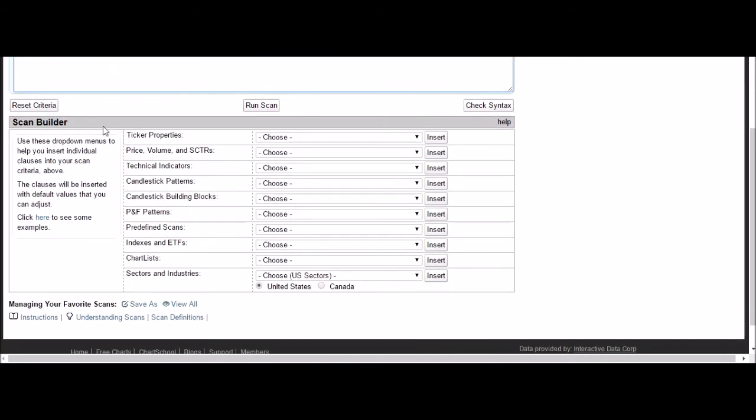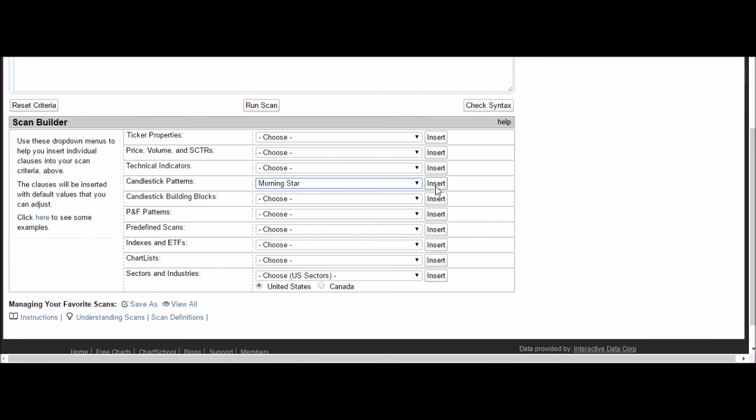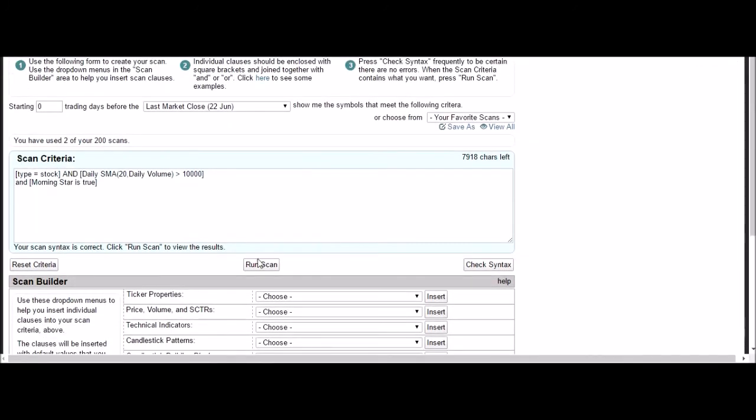If you go ahead and scroll down under Scan Builder and under Candlestick Patterns, if you choose that, you're going to see a lot of different candlestick patterns that you can choose from. Actually, no, we'll get to that in a minute, but for now, let's do Morning Star real quick. Let's insert that. Check our syntax as usual. Obviously, we entered it on our own, so nothing's wrong with that. Your scan syntax is correct. Then we'll go ahead and run the scan.